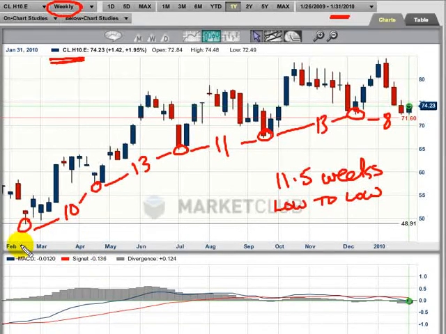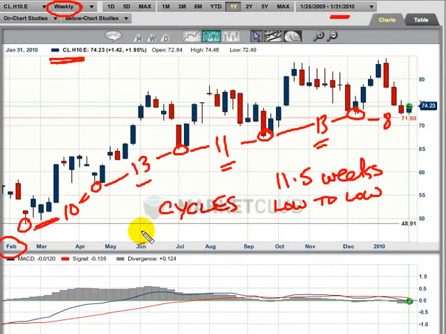The first low was back in February of last year. The market had a move up, came back down, created the low: 10 weeks. Move up, came back down, created the low: 13 weeks. Up, down: 11 weeks. Up, down: 13 weeks. And finally, where we are right now, we've gone up, we've come down, and we're into week 8. Cycles can contract, so they get smaller, or they can expand. We've taken the average of those four or five numbers.